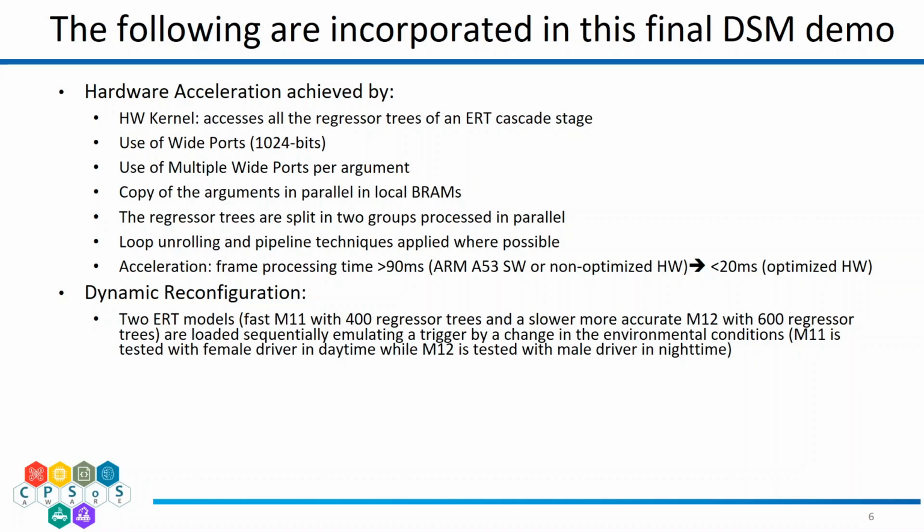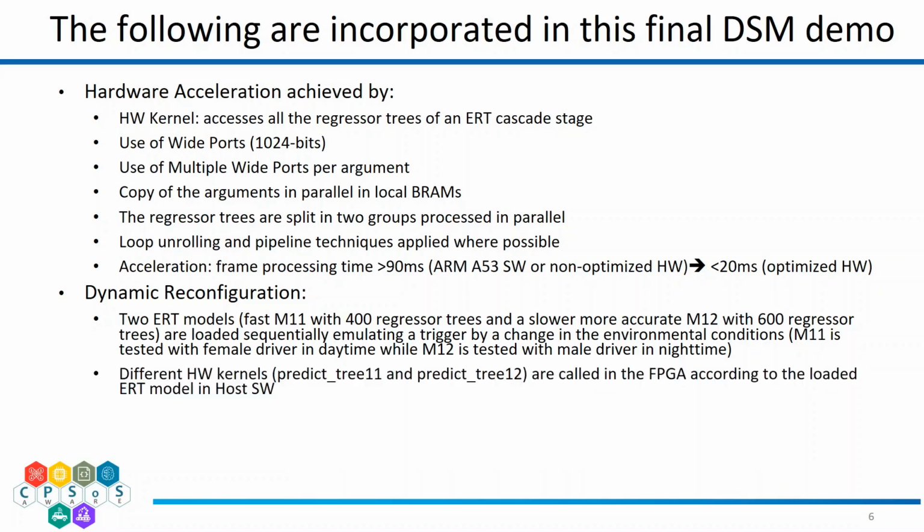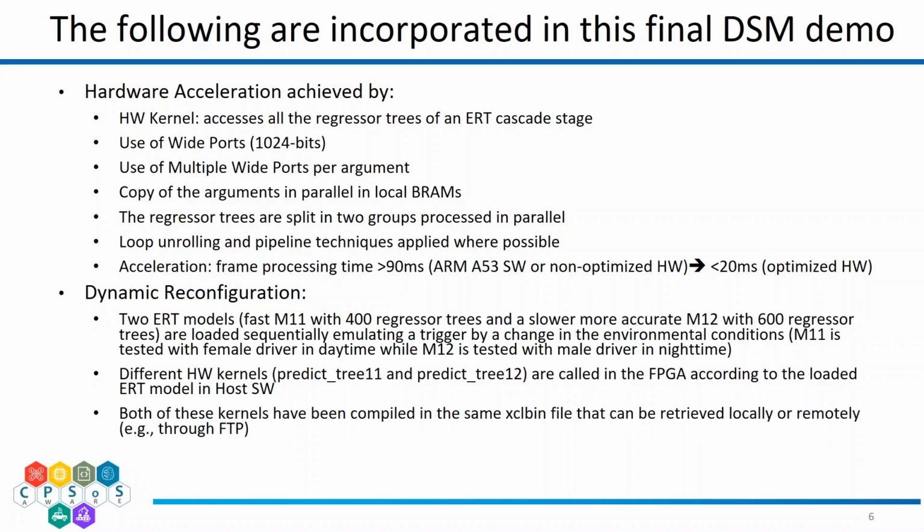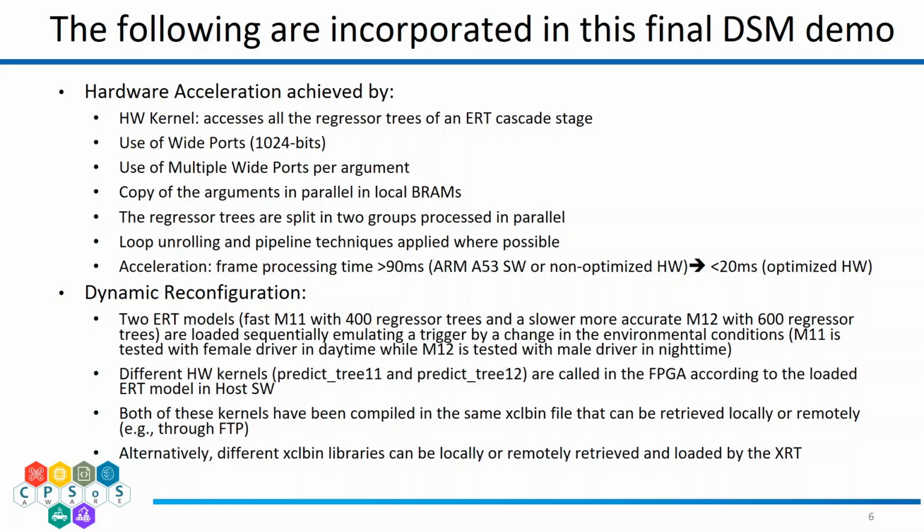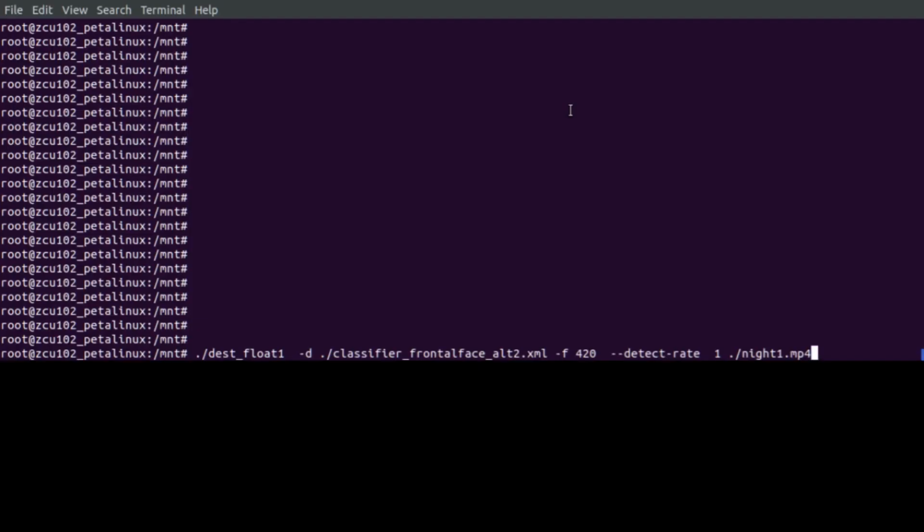A fast model with 400 regressor trees and a slower but more accurate model with 600 regressor trees are tested, with a female driver in daytime and a male driver in nighttime, respectively. Different hardware kernels are called in the FPGA, depending on the ERT model loaded by the host software, and both of these kernels have been compiled in the same XCL bin, which can be retrieved locally or remotely, while alternatively, the kernels may exist in different XCL bins.